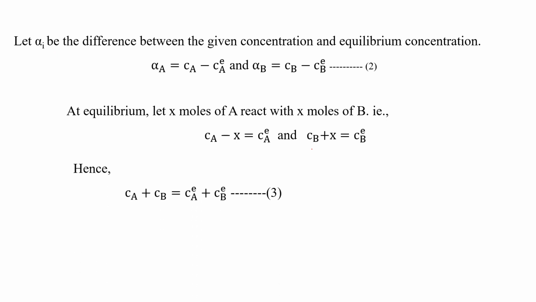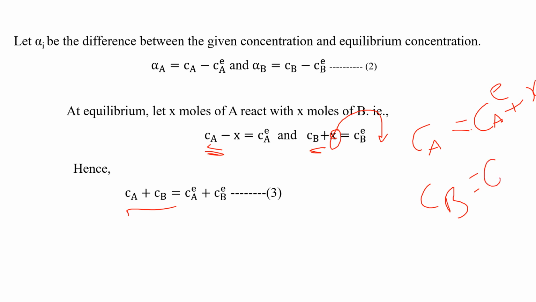Now we are adding Ca and Cb. Ca is equal to Cae plus X. In the same way, when we bring this X to the opposite side, Cb will be equal to Cbe minus X. When we add Ca plus Cb, the X gets cancelled, and we get the third equation.